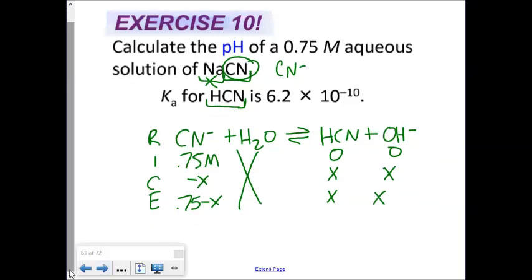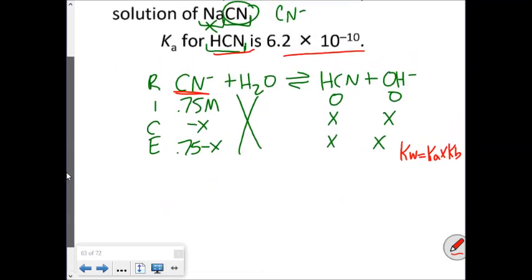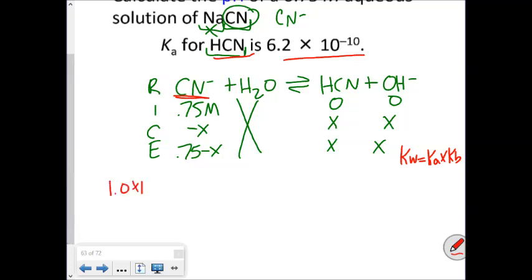However, cyanide is acting as a base here. What value do we need in order to finish this problem? We need a Kb for this, right? Does anybody remember something that we can do if we know the Ka of the acid? What can we do to find the Kb of the conjugate base? Kw definitely equals Ka times Kb. So yes, we could take our Kw and divide it by the Ka. So 1 times 10 to the minus 14 divided by our 6.2 times 10 to the minus 10. That should give us our Kb value that we can now use and finish off the problem.